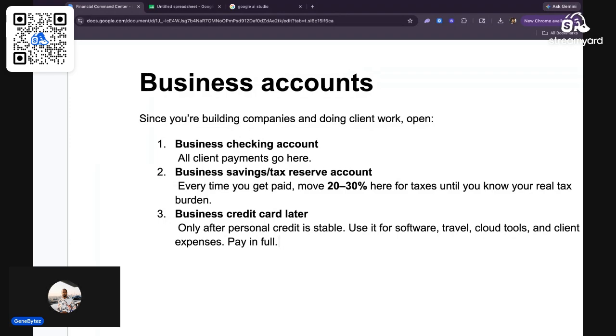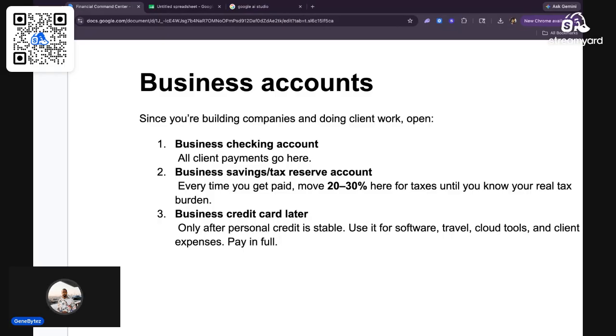So if you're a software engineer, founder, agency owner, or freelancer with any kind of business, you need to separate your money like a real business. This doesn't need to be complicated, but it does need to be clean. So let's jump right into it.